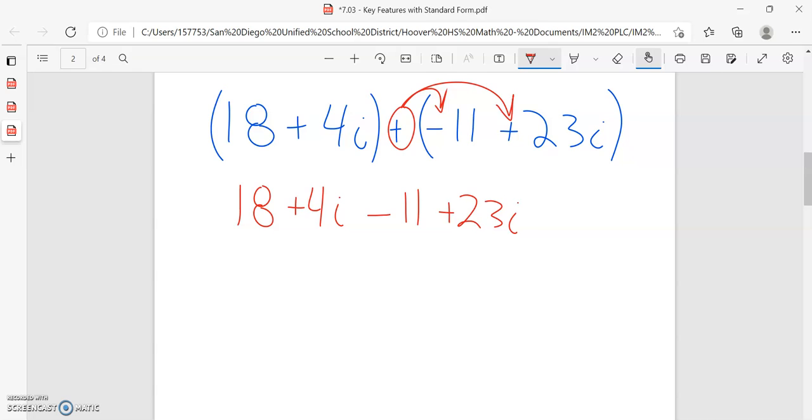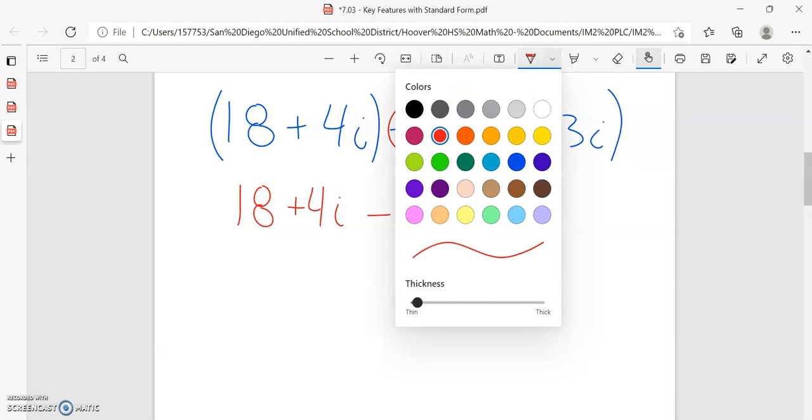Now, if this sign was a negative, then this would change to positive, and that would change to negative. That's not what we have, so we're not doing that. But we're going to see questions coming up here that say how to do that.